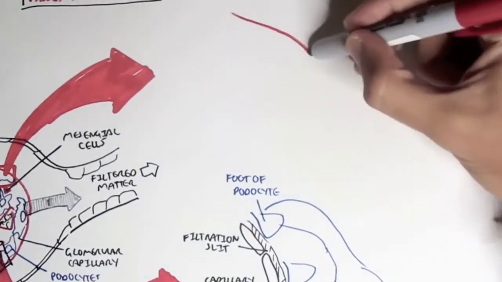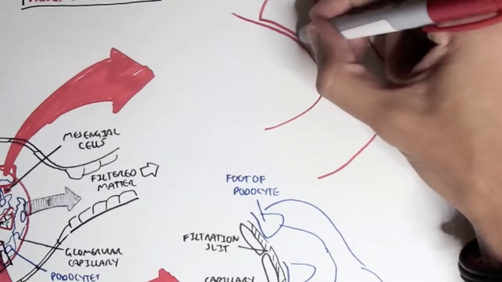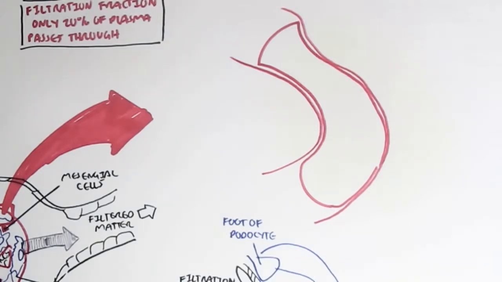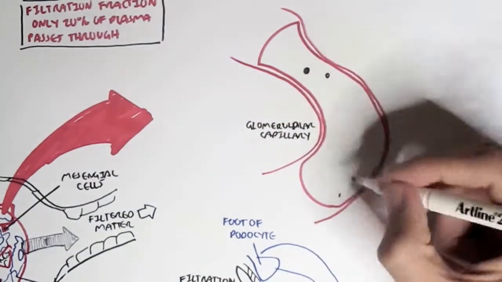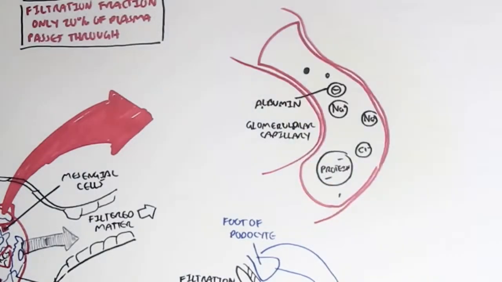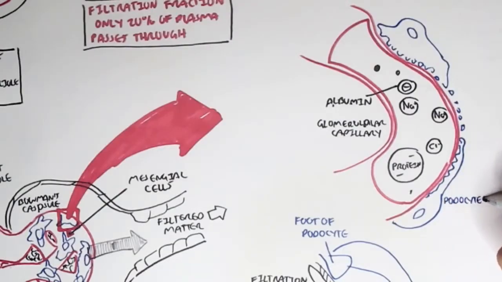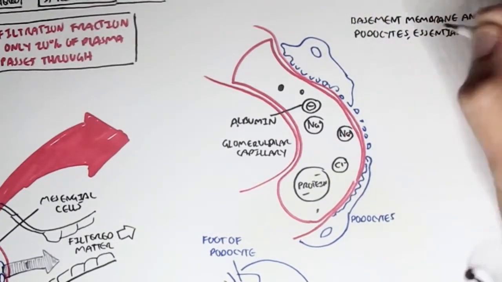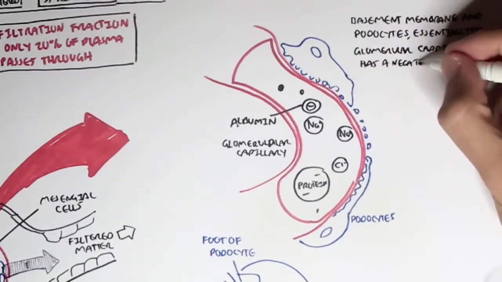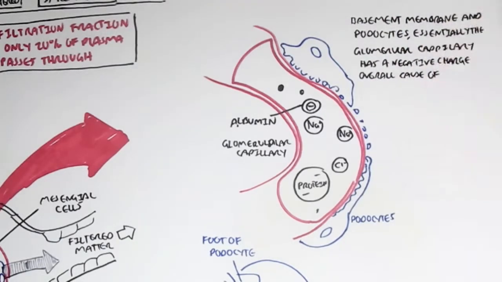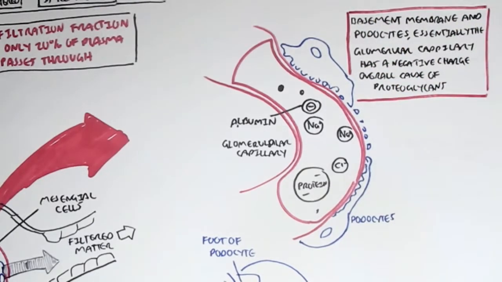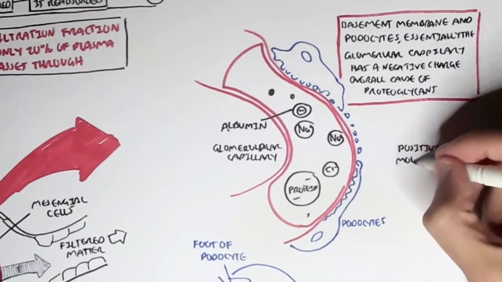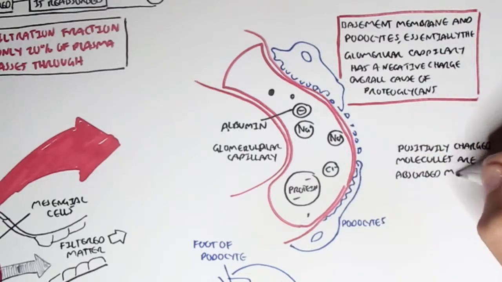Why is this? Well, let's have a look again. Here we have the glomerular capillary, and we have substances within this glomerular capillary. We have negatively charged proteins, we have negatively charged ions such as chloride, we have positively charged ions such as sodium, and also we have a negatively charged protein such as albumin. Now, the podocytes and the basement membrane are actually overall negatively charged due to proteins and carbohydrates on them known as proteoglycans. So because of proteoglycans, podocytes and basement membranes are overall negatively charged. What does this mean? It means that positively charged molecules are filtered more readily and easily than negatively charged molecules.